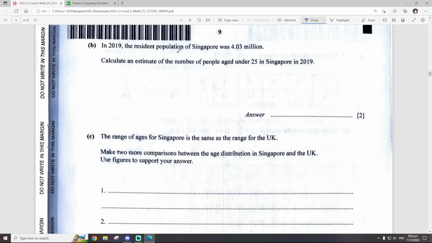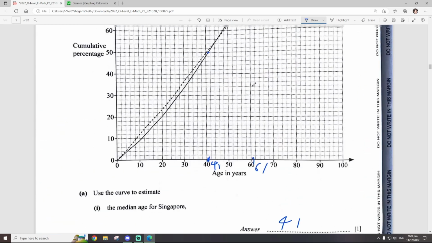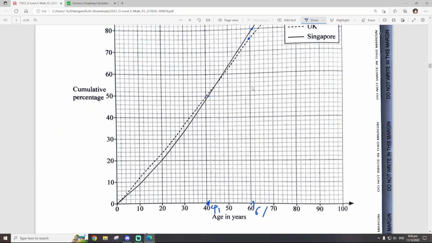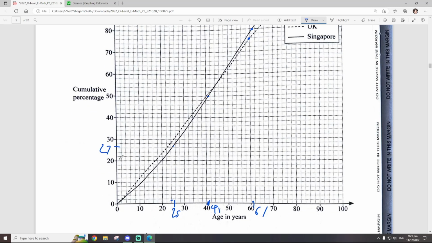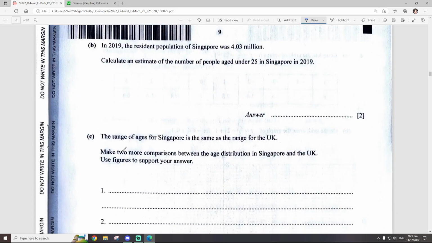In 2019, the resident population of Singapore was 4.03 million. Estimate the number of people aged under 25. Okay, so under 25, so 25 is here. If we go and look at Singapore, we are about here. So it was about 27%. So it's 27% of 4.03. But this is in millions, so make sure you take note of that. You'll get 1.09 million.